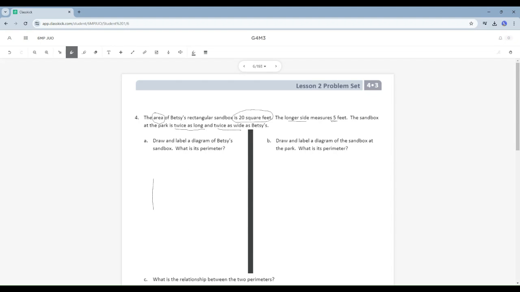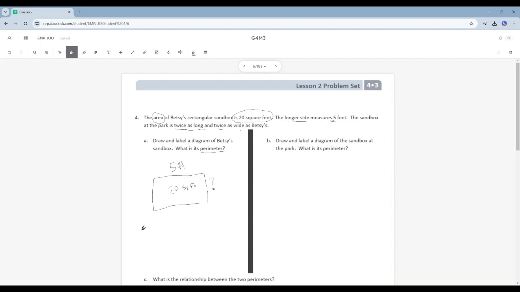Let's start with our rectangle. We know the area is 20 square feet. And it tells me that the longer side, and since it says side, we can really think about whichever side we really want to here, measures 5 feet. So I'm just going to go ahead and put 5 feet up here. And we need to first find the width in order to find the perimeter.